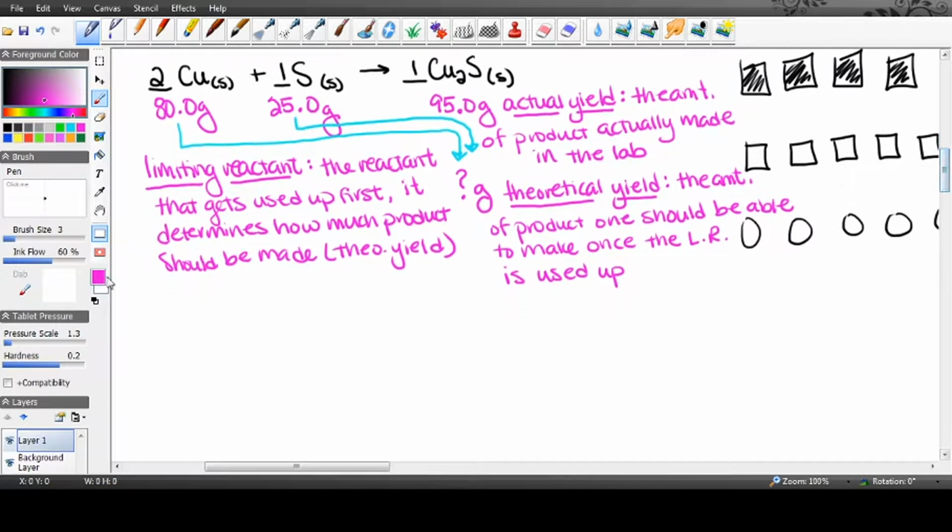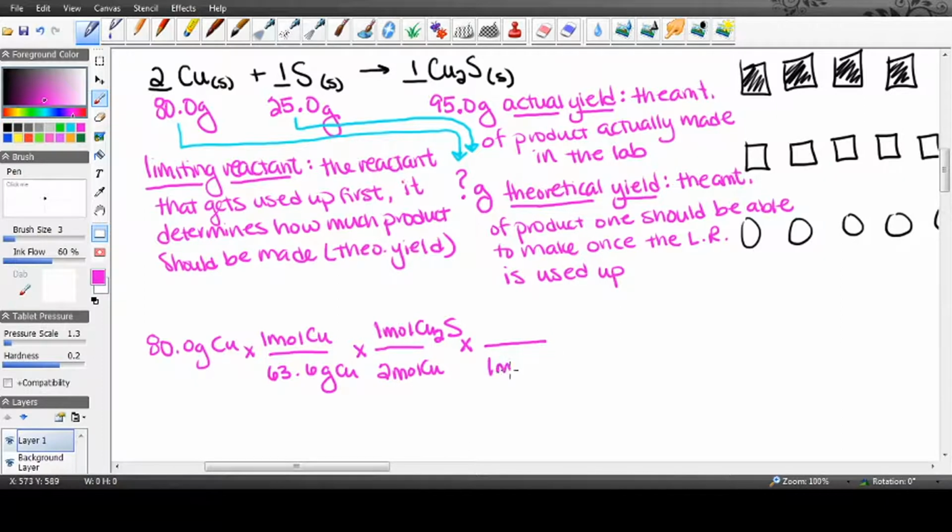All right, so let's start with the copper. We have 80 grams of copper. First things first, let's turn it into moles. 1 mole of copper has a molar mass of 63, I think, 0.6 grams. Maybe I should check my periodic table. Copper's molar mass. Yes, good. Okay, now we're going to do our mole ratio between copper and product. For every 2 moles of copper, I can make 1 mole of the copper 1 sulfide.